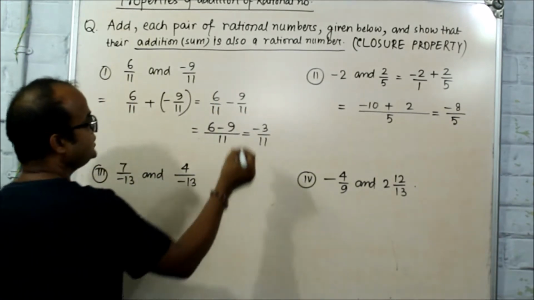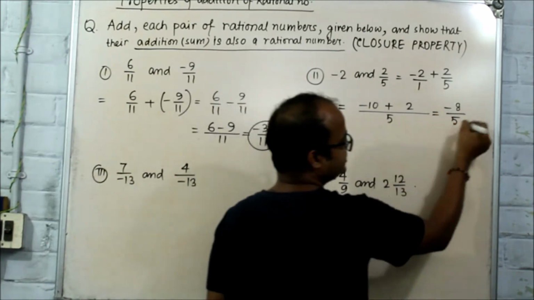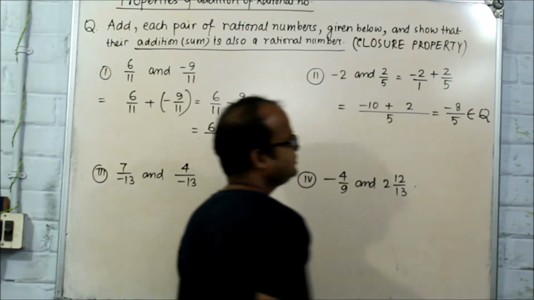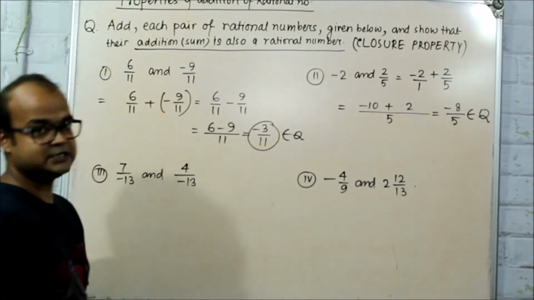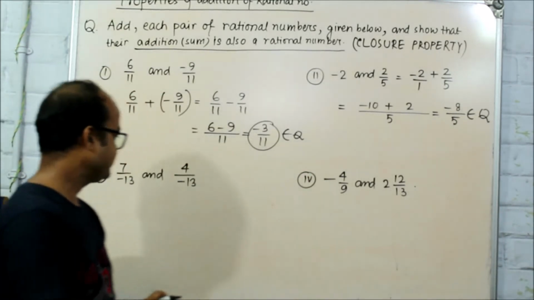Now see, in the first problem, this is a rational number. This is a rational number, so you can say it belongs to Q. You can write belongs to Q. That means it is a rational number. It belongs to the set of rational numbers.